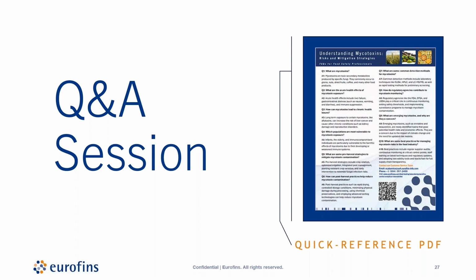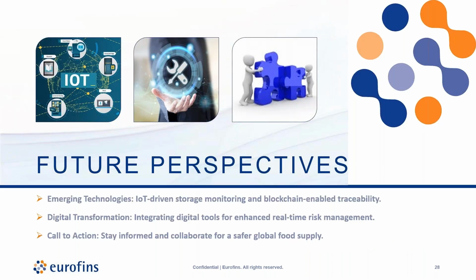All right, awesome, thank you. I think it looks like we're caught up on questions here. We're going to move on to some future perspectives. Just a couple more comments before we wrap up today. You just don't want to ignore these. There is a lot of technology entering the industry. As we advance, these emerging technologies such as Internet of Things or IoT-driven storage monitoring and blockchain-enabled traceability are poised to further refine mycotoxin risk management. Future webinars might explore these innovations in depth, explaining how digital transformation can create even more robust safety nets. So stay tuned for discussions that continue to bridge scientific research with operational excellence in food safety.